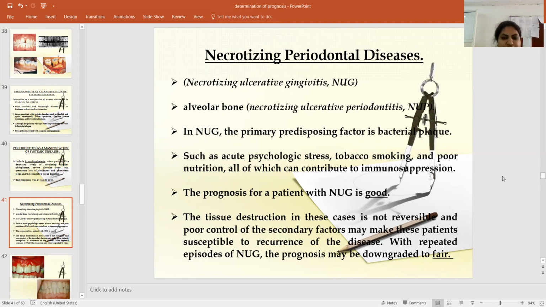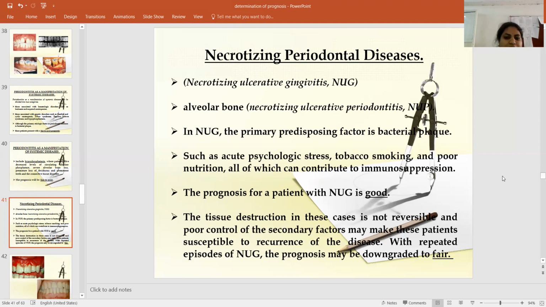The prognosis for a patient with necrotizing ulcerative gingivitis is good, and the tissue destruction in these cases is not reversible. Poor control of secondary factors may make this patient susceptible to recurrence of the disease. With repeated episodes of necrotizing ulcerative gingivitis, the prognosis is downgraded to fair.